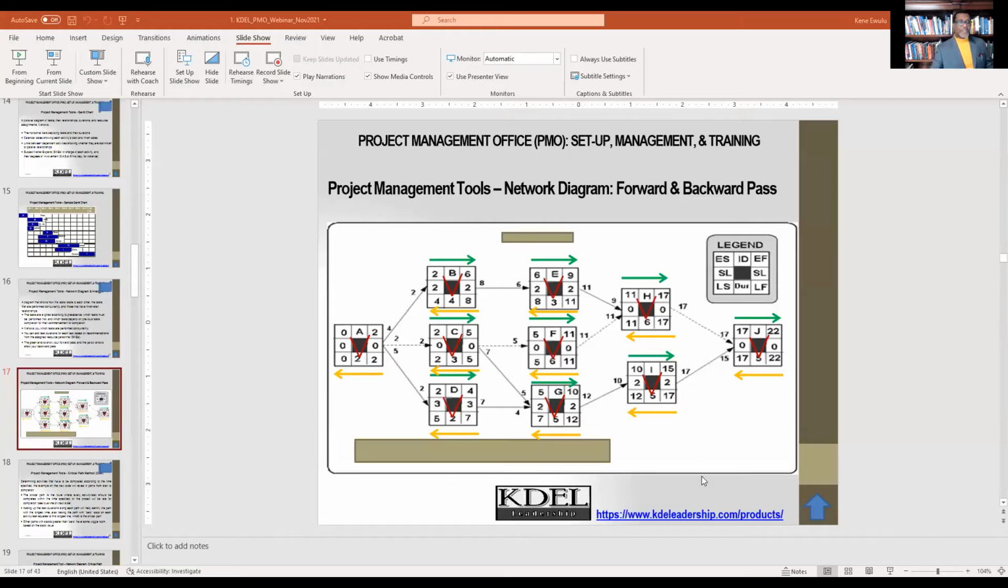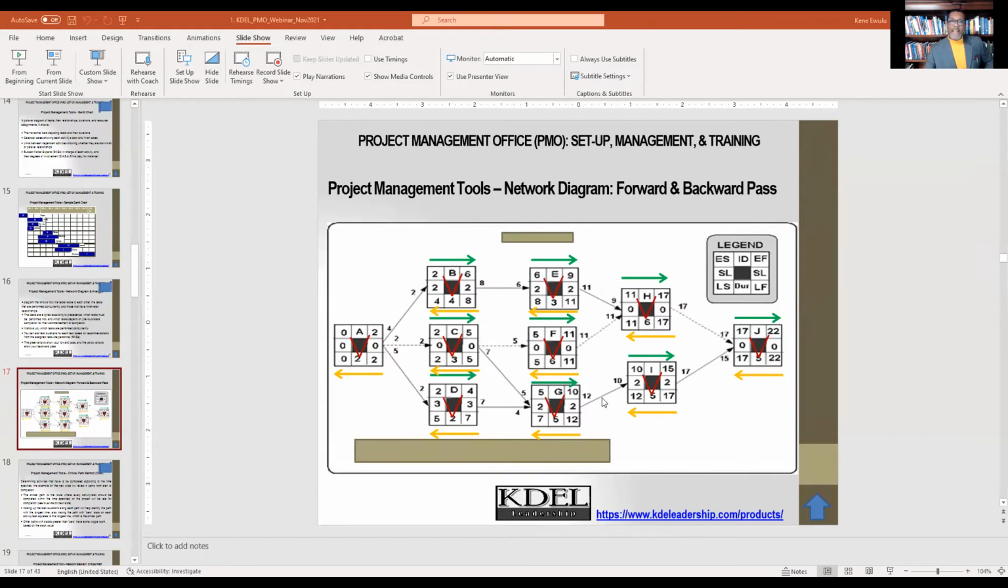Let me just share that with you, what it looks like. So in fact, what you're looking at here right now is a network diagram.